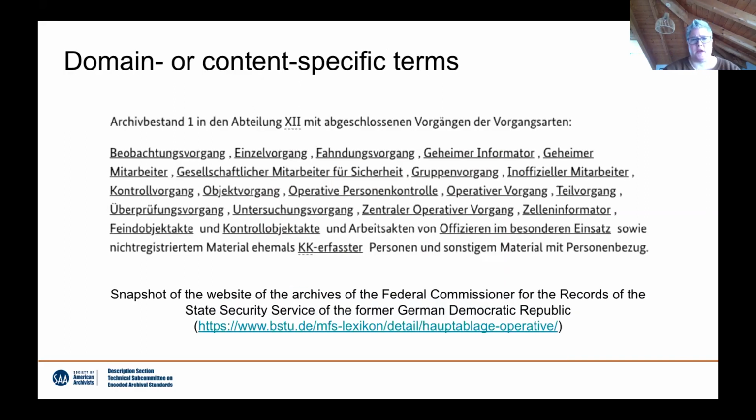And there also might be domain and content specific terms where a vocabulary can help and a vocabulary can clarify. So this is an example, a snapshot from the website of the Archives of the Federal Commissioner for the Records of the State Security Service of the former Democratic Republic. And you can see there are quite a few terms that are very specific to that context, and so someone who hasn't got the background might not necessarily know to use them appropriately.